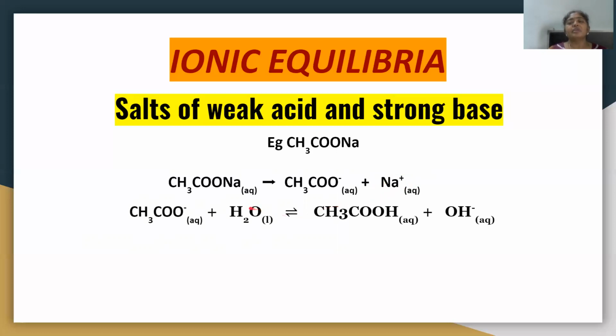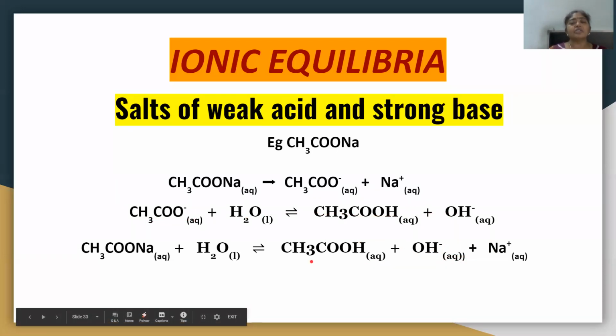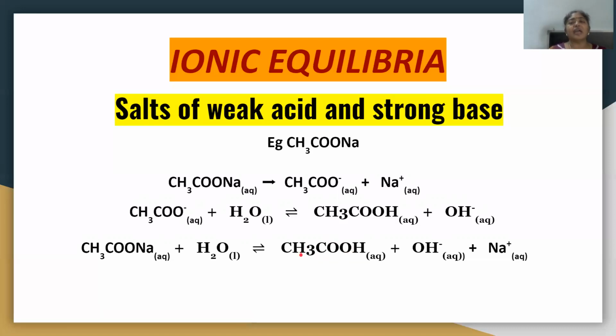So when I put this sodium acetate in water, as I've shown you here, only the acetate ions will combine with the ions of water to form acetic acid, and OH minus is released in the solution. Okay, so what happens to the Na plus? As I told you, even if the Na plus combines with the OH minus to form NaOH, NaOH being a strong base will again split up to form Na plus and OH minus ions. That means the Na plus and OH minus are going to remain as distinct ions, but the H plus is consumed and is present in the form of acetic acid.